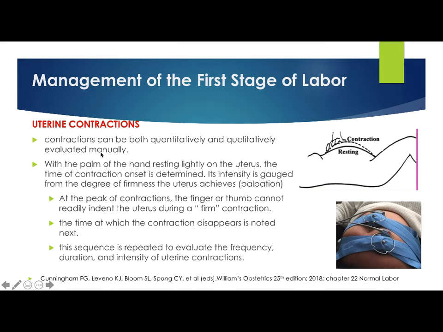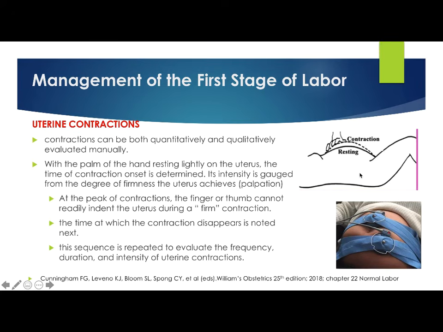So for uterine contractions, contractions can be both quantitatively and qualitatively evaluated manually. Using the palm of the hand, resting lightly on the uterus, as you can see in this picture, the time of the contraction onset can be determined.